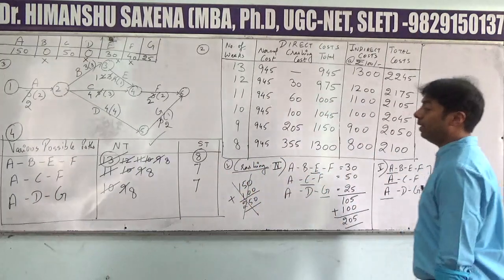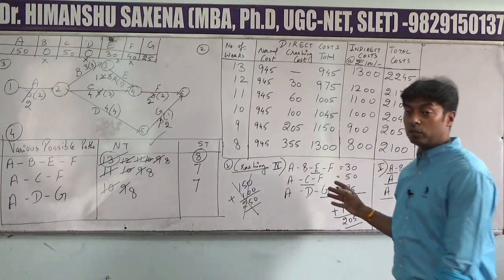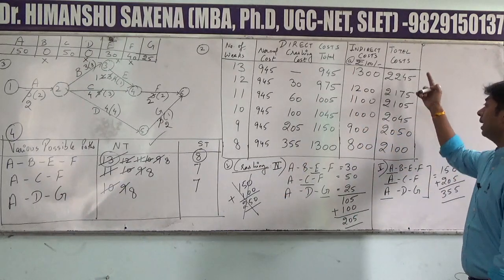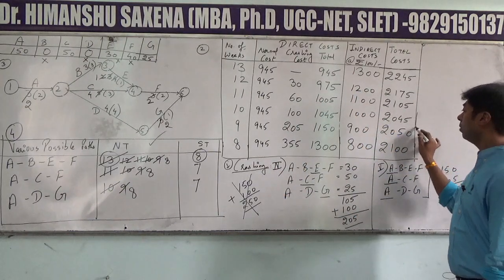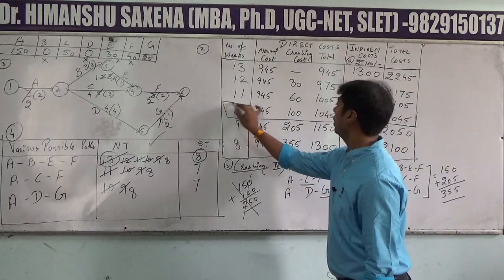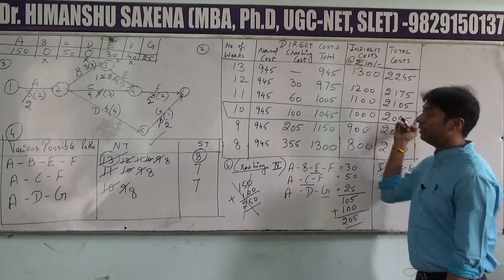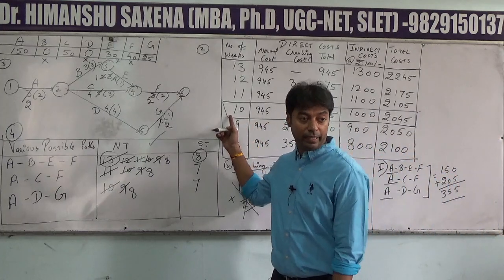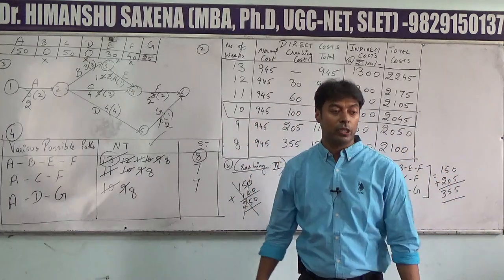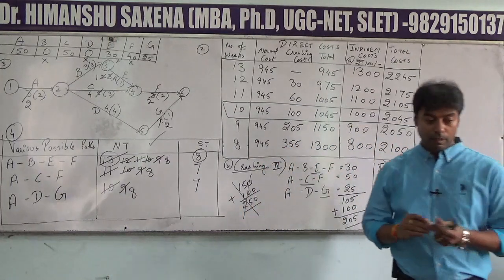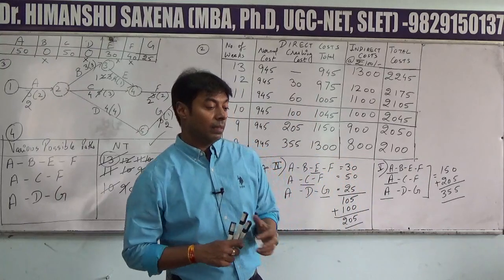Now we come to an end of this whole process of crashing, and from looking at this cost sheet, we can easily determine the minimum total cost is rupees 2045, which is lying in the 10th week. So now take down the conclusion, the whole summary part. Please take down the conclusion.